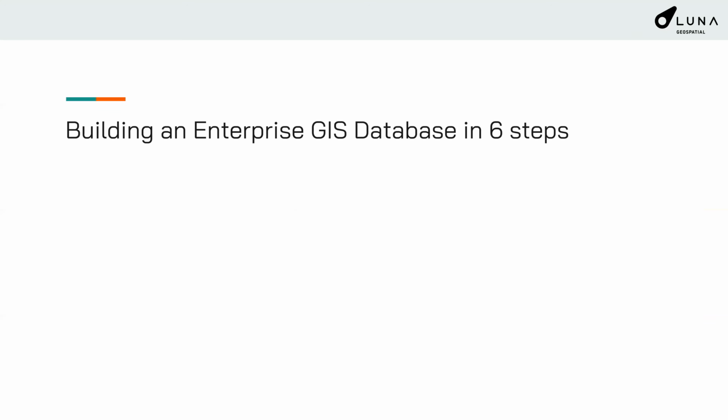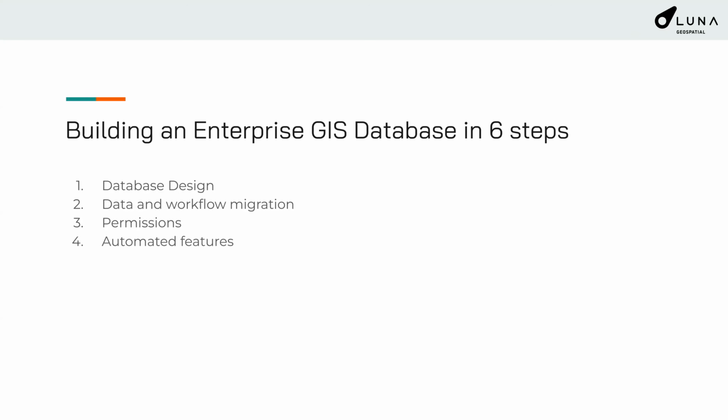So, building an enterprise GIS database in 6 steps. This is pretty much the process we go through with most clients. One, we start with building the database. We design the database. Then we work on migrating data and your workflows to this new environment. We establish permissions. We figure out what features need to be automated. Do we need trigger functions to automatically populate some field? Do we need to create some custom functions that we need to run in order to perform some sort of major feat within the database?